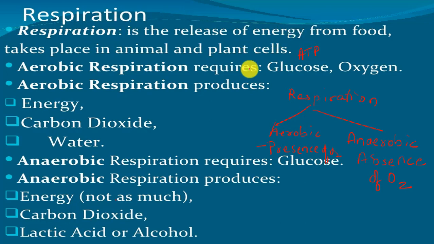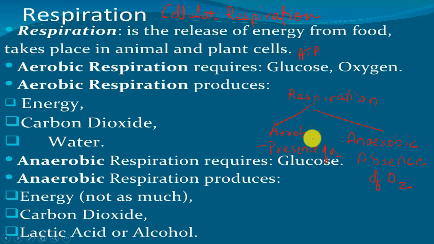Since the glucose breakdown takes place in each and every cell, the respiration is said to be cellular respiration. Why? Because it goes to each and every cell. Now, as we discussed in the last session, there are two types of respiration: aerobic and anaerobic respiration. Aerobic, air, meaning in the presence of oxygen.